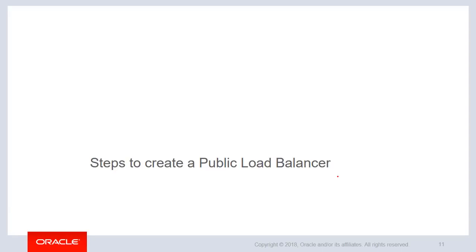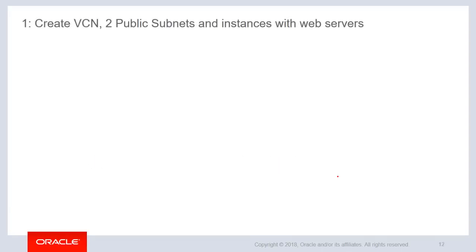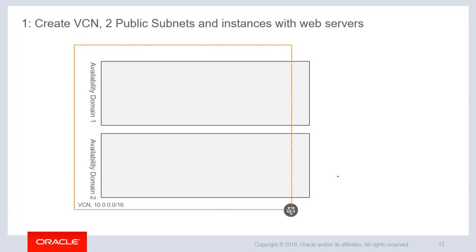So remember, this is a public load balancer. The first thing we do is, we have been talking about this, we have 2 ADs. Just for simplicity purposes, I'm keeping it to 2 ADs. You could have 3 ADs here. I create a VCN, which you remember is a regional service spanning the 2 ADs.